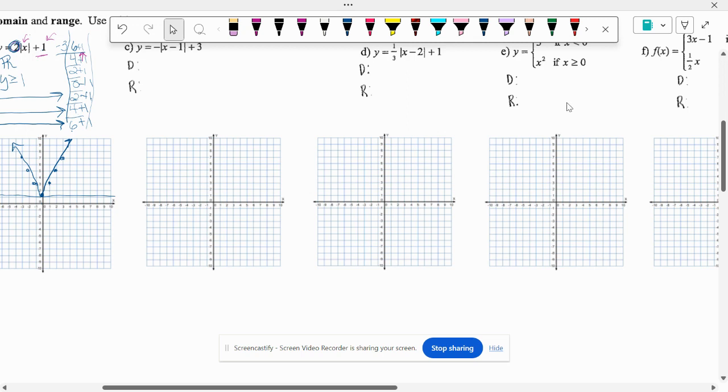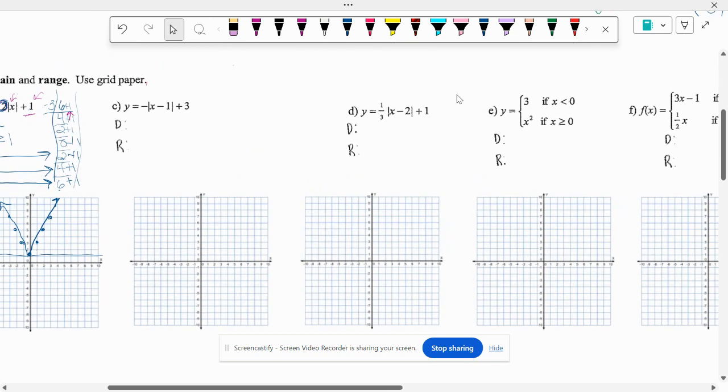All right. So let's finish with number 7, and then we'll talk about some practice. So these are the graphs for number 7. So 7C. I'm going to start with the parent function.